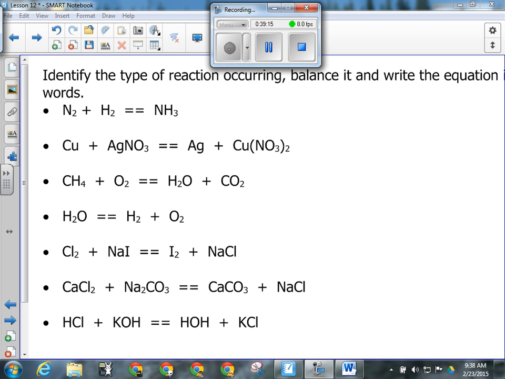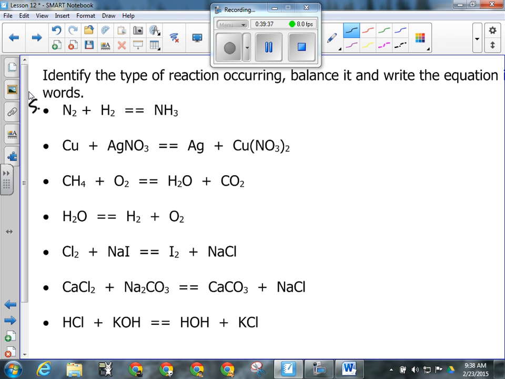Okay, let's just have a look at number 1 here first off, and then we'll give you a few more minutes for number 2. Okay, so in number 1, I've got an element reacting with an element to form a single compound. So what's the reaction type for that? That's a synthesis reaction, right? Okay, so we know that we'll just write S, synthesis. All right, now we've got to write out the names of everything.